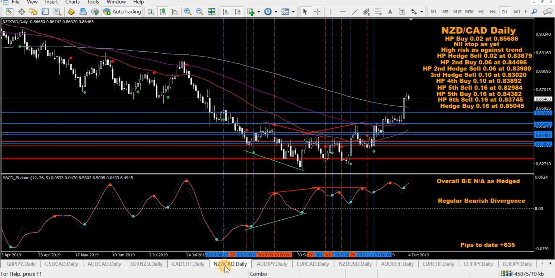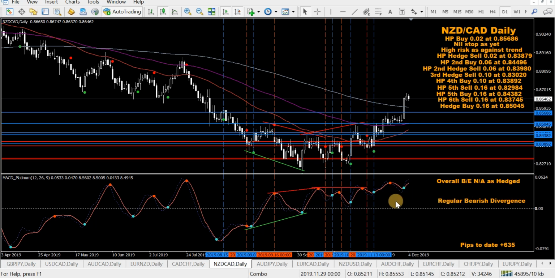All right, and here's my next ugly pair. New Zealand CAD. So remember, buys are the blues, reds are the sells. You can see it's all pretty tight. It's not too bad. I've got a lot of trades. I'm actually hedged at the moment. MACD Platinum's been above the zero level for a long time. This is unusual.